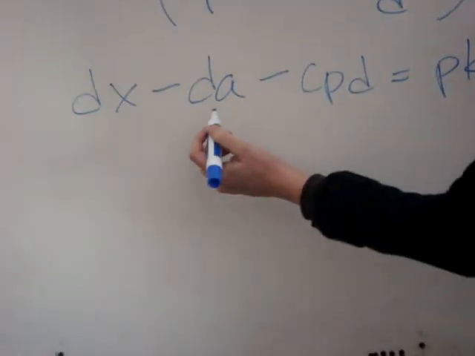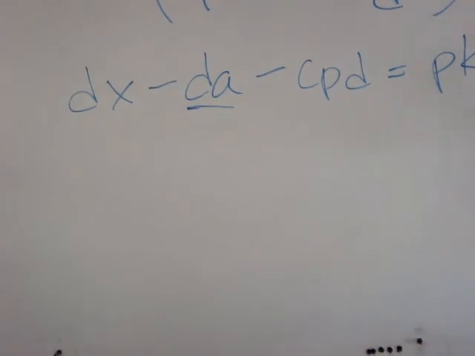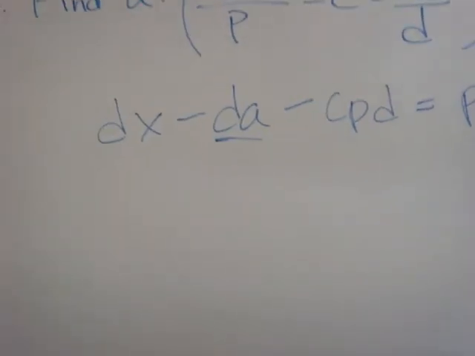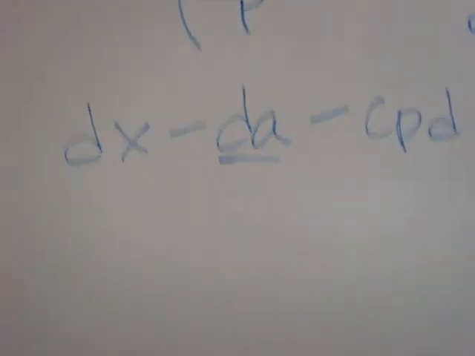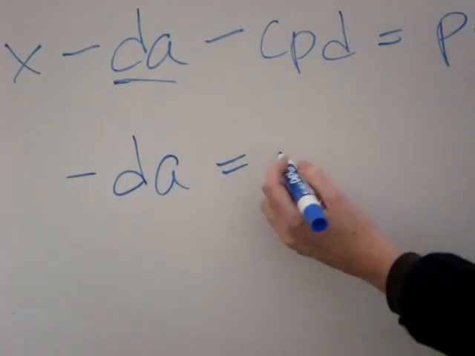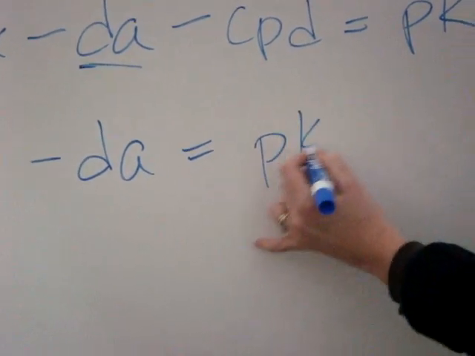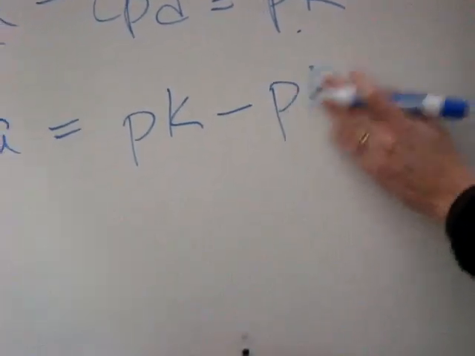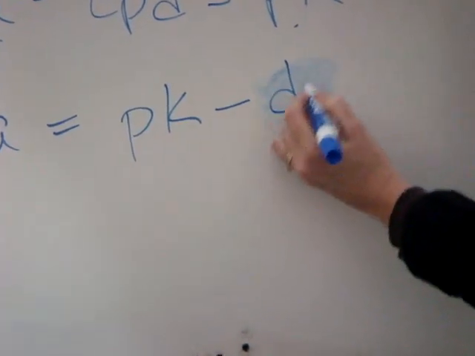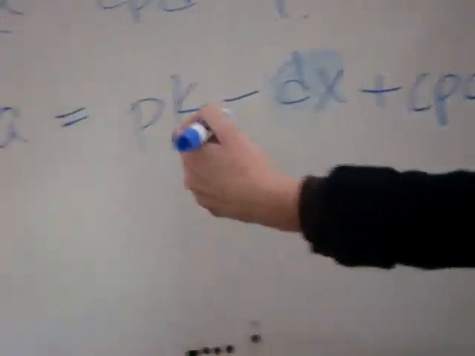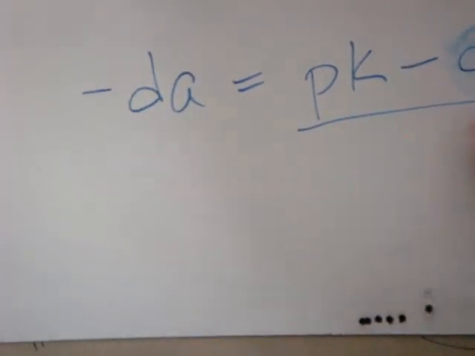The d's are going to cross out, so I get PK. Now you notice there's only an a in one of the terms, right here. So I'm going to get this term by itself, and then just divide by the d, and we'll have our answer. So we're going to get minus dA equals PK. The order doesn't matter here. Minus dx, oops, it's not dx, minus dx plus CPD, and then we're going to divide both sides by a negative d.